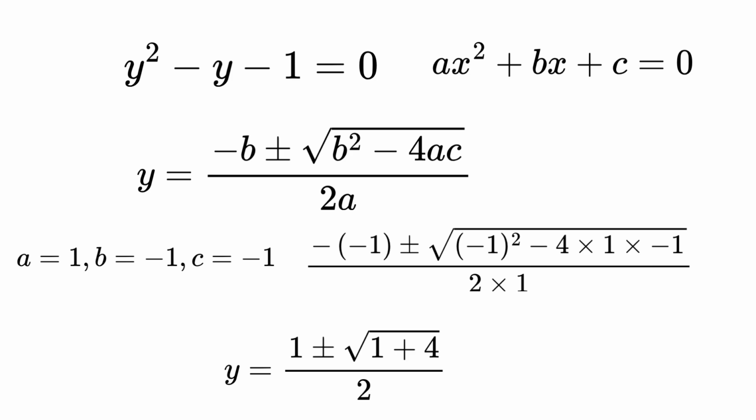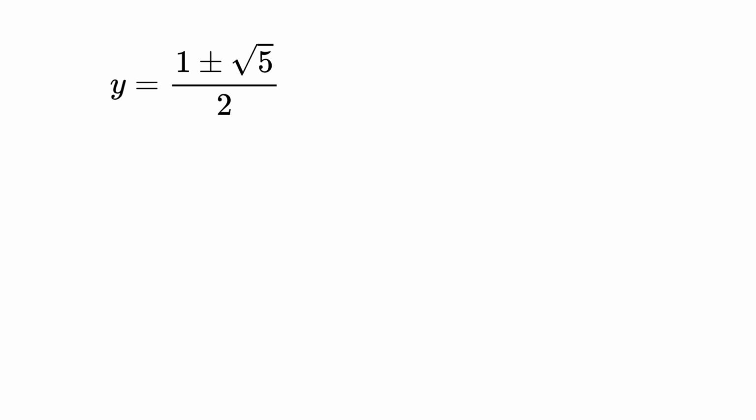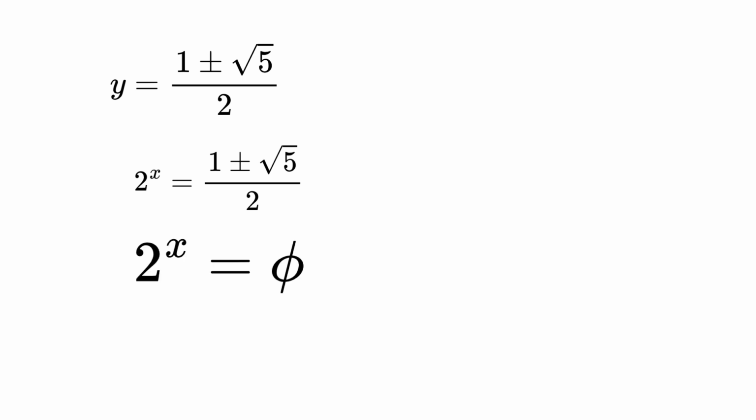Then we get (1 ± √(1 + 4))/2. 1 + 4 is 5, then we get y = (1 ± √5)/2. We know that 2^x = y, then 2^x = (1 ± √5)/2. So we have got our mathematics secret, that is the golden ratio, which is equal to (1 ± √5)/2. Then 2^x = phi.